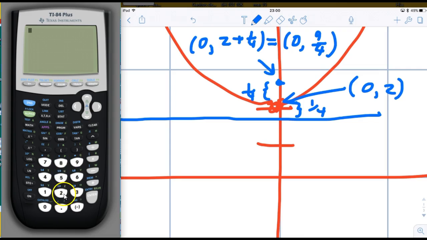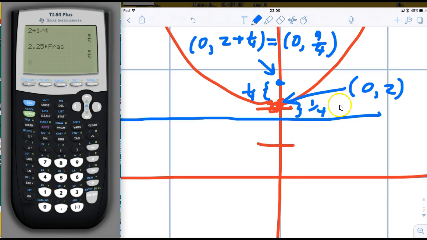So we'll say 2 plus 1/4, 9/4. Okay? If you got one of those calculators that doesn't have fraction form, you can always do this. You go 2.25, and then you do math, and then fraction. Okay? You can do that the same way. So what would be the location of the directrix?